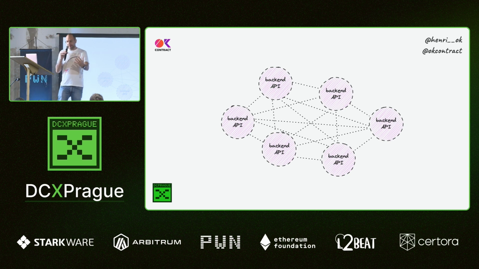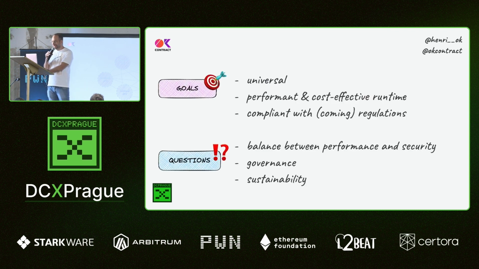But basically, we're building this set of backend APIs, which are decentralized. And I didn't say permissionless. Basically, if you want to make these backend APIs permissionless, then there's another level. But decentralized is doable. And with the following goals.